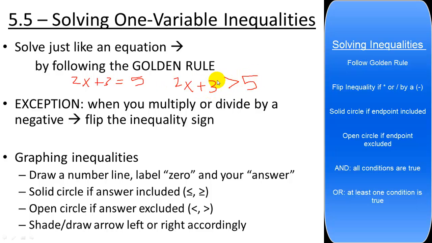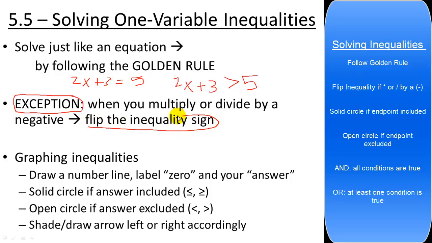And you follow all the same steps. You work backwards following the golden rule, undoing steps one by one. And everything is the same as solving an equation, with one major exception. This is a huge important exception, and we'll explain why it's an exception. If you multiply both sides or divide both sides by a negative number, doesn't matter how big or how small it is, if you multiply or divide by a negative, you need to flip the inequality sign.